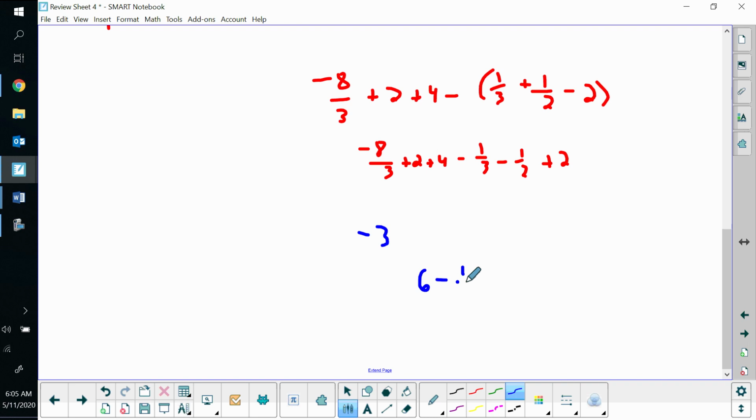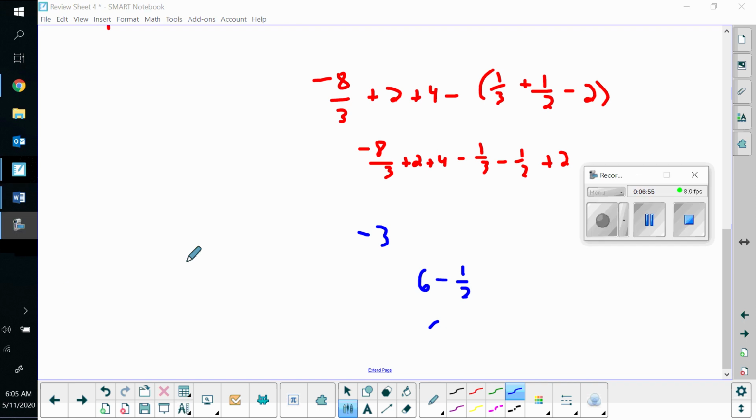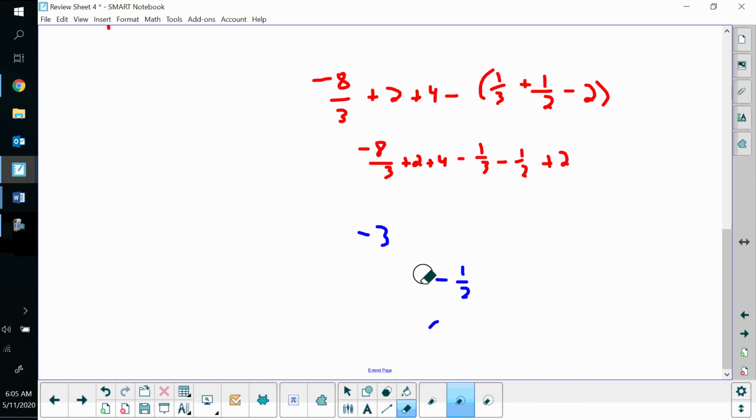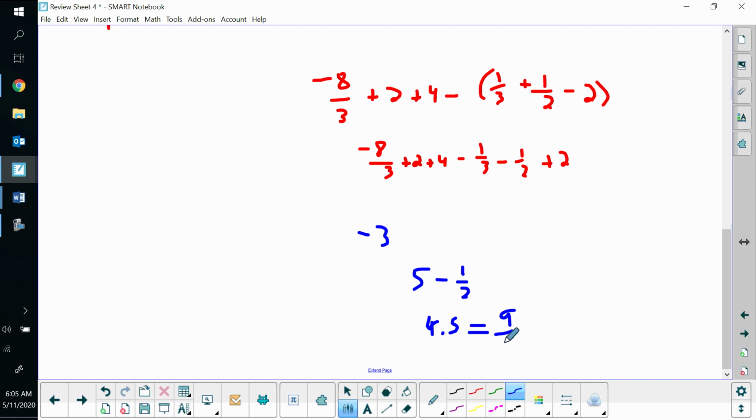So we've got 6 minus a half, and that would give us, sorry, not 6, 5. 5, because -3 and 2 is -1, plus 4 is 3, plus 2 is 5. So that would give us 4.5, or in other words, 9/2. And that represents the area between the two curves.